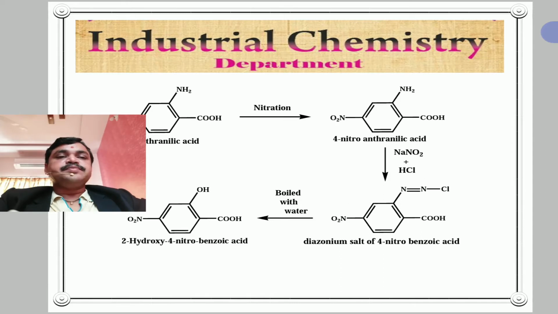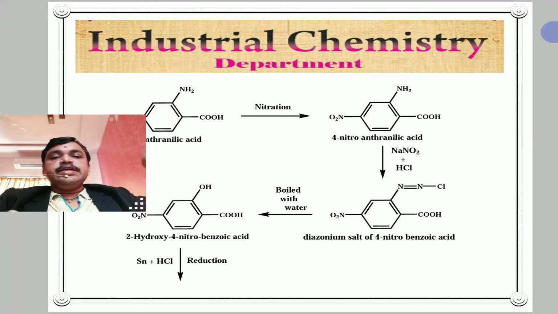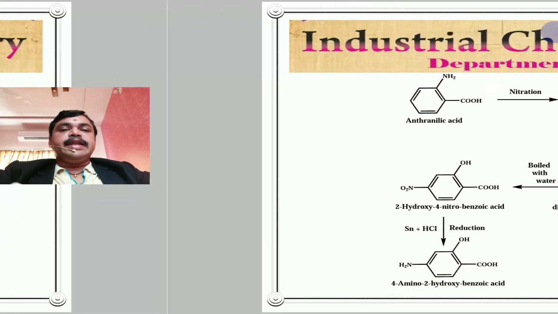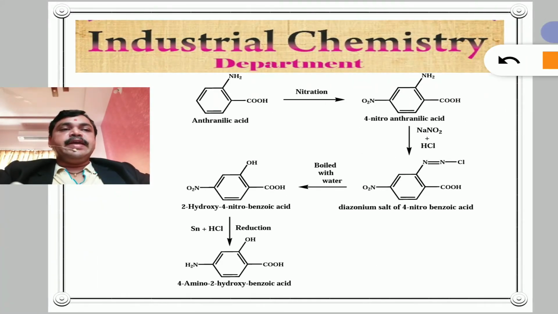Now we treat this 2-hydroxy 4-nitrobenzoic acid with acid metal reduction, Sn plus HCl, in the presence of tin and hydrochloric acid. The nitro group NO2 is converted into NH2 and finally we get 4-amino 2-hydroxybenzoic acid.